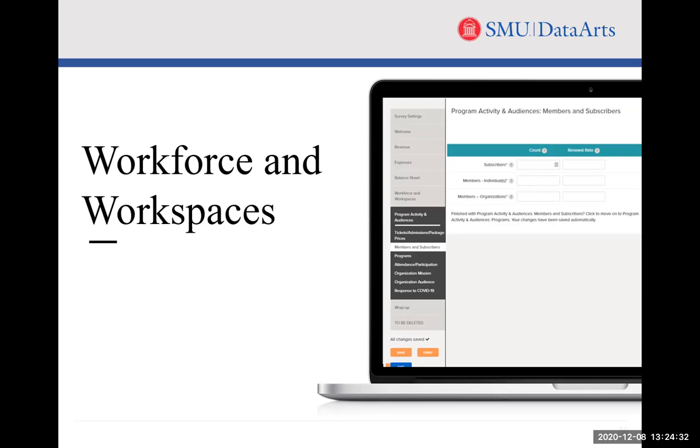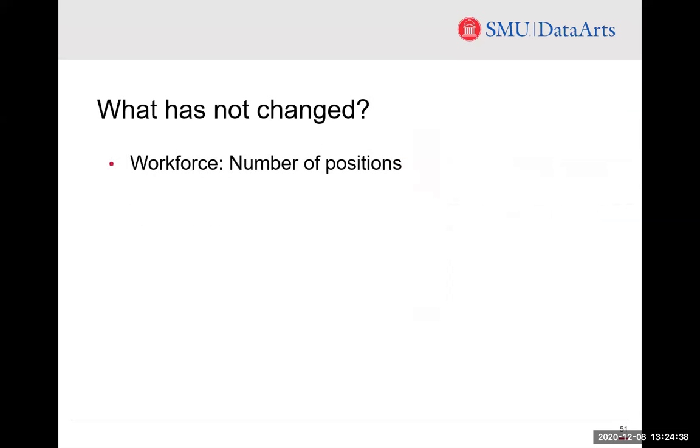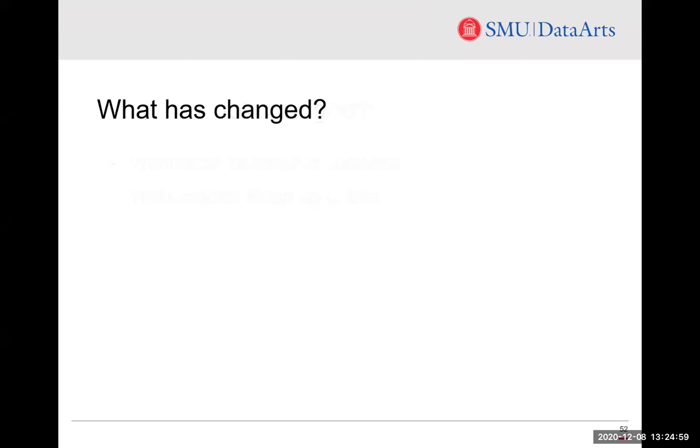Next, let's look at workforce and workspaces. So these sections are very similar for everyone on this call. So we'll just go ahead and look for everyone at what has not changed in this section. In the workforce section, you'll still enter the number of positions of each type. You'll also still enter in workspaces up to 5 workspaces. You'll enter the addresses and a few other details about those places that you work.